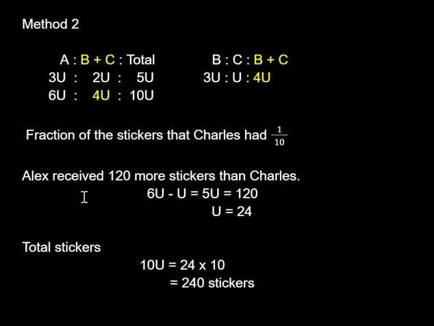Remember, Alex received 120 more stickers than Charles. Alex has 6U, Charles has 1U. So 6U minus 1U is 5U, which is equal to 120. So U will be equal to 24. The total number of stickers is 10U, so 24 times 10 is equal to 240 stickers. So you can get the same answer with two different ways of doing it. Hope that helps.